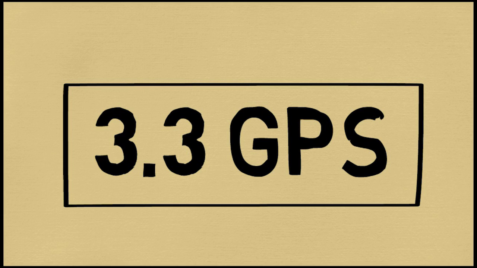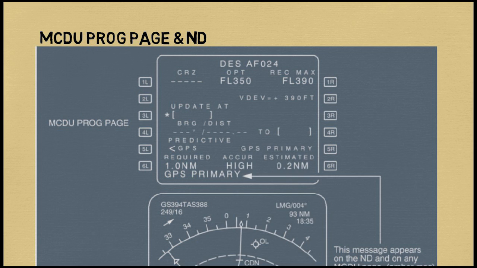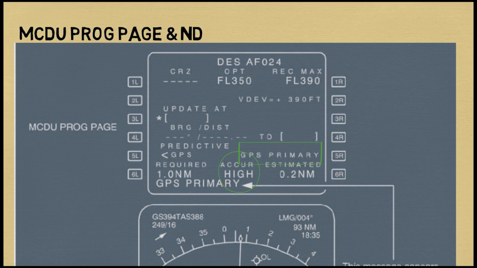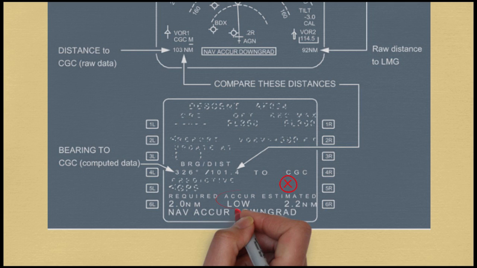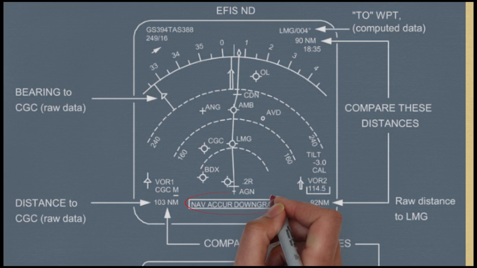Now, since RNAV approaches are only allowed with GPS primary, the GPS becomes of special interest. The important thing is that if GPS is primary, accuracy should always be high. If there's a system failure and you lose the GPS, accuracy may become low, and the GPS primary indication is replaced with NAV accuracy downgrade on both MCDU and navigation display.